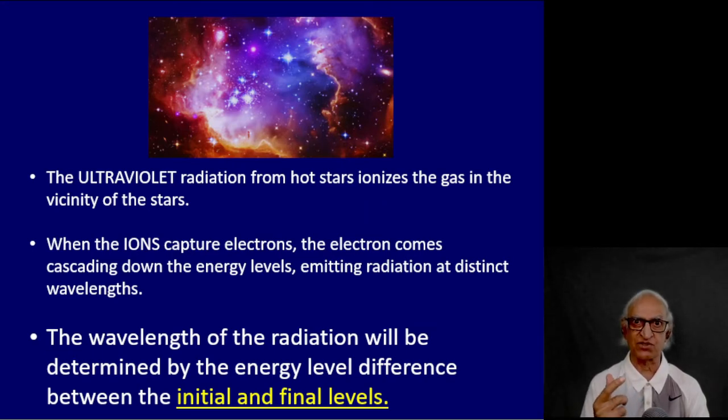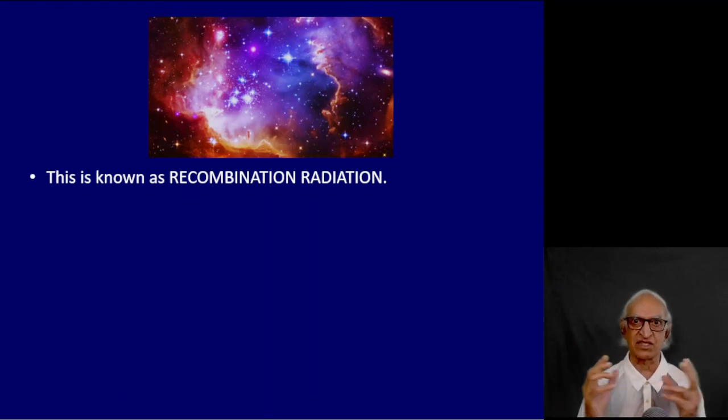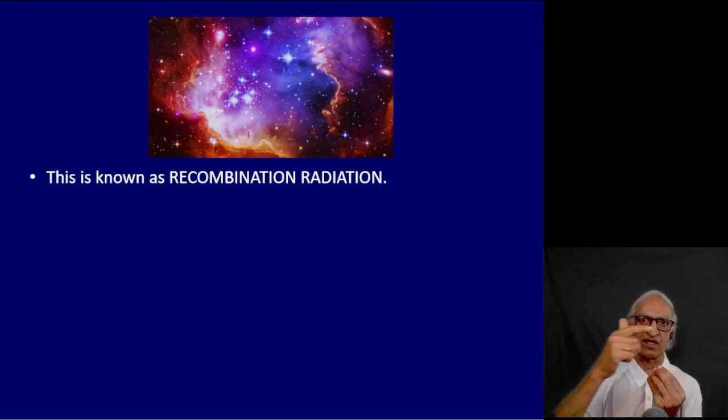And the formula given to us by Bohr is h nu equals E1 minus E2, or E initial minus E final. This is known as recombination radiation. Why? Because the gas has been ionized. You have a plasma consisting of ions and free electrons. The electrons, as they go by an ion, are captured by Coulomb capture, and they radiate as they come down the Rydberg levels, and that is why this is called recombination radiation.